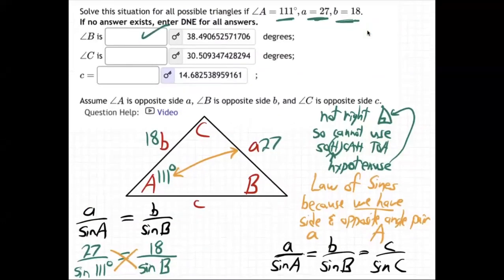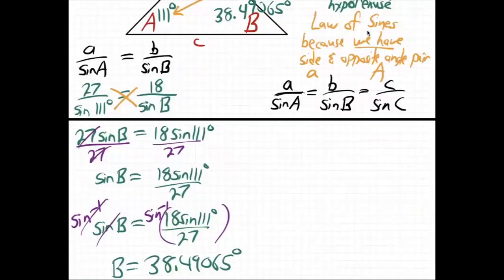Now, how do we get angle C? Well, I'll write this here, 38.49065 degrees. Okay, so now notice we've got two of the angles. We can find angle C because every triangle holds 180, right? So we'll do that.